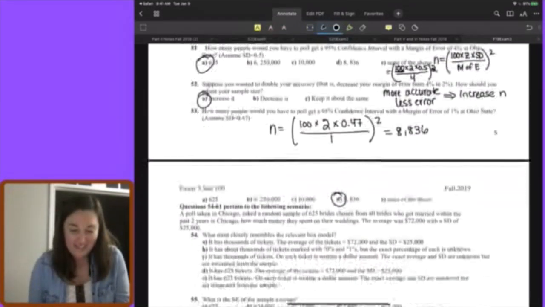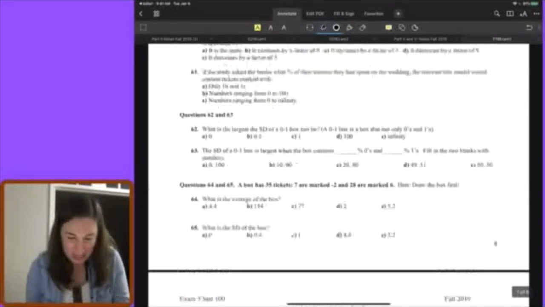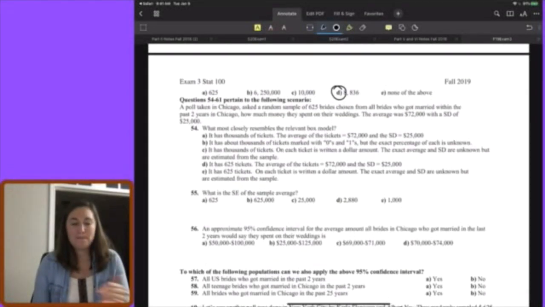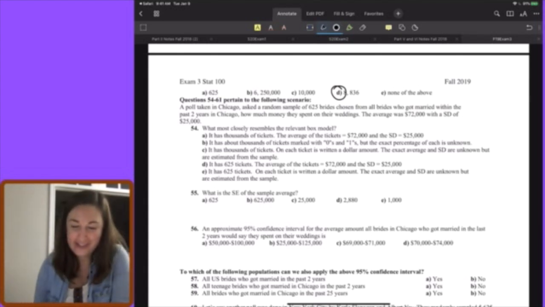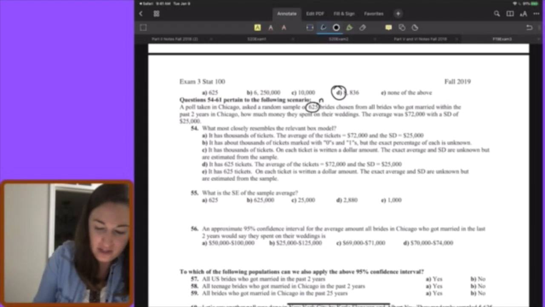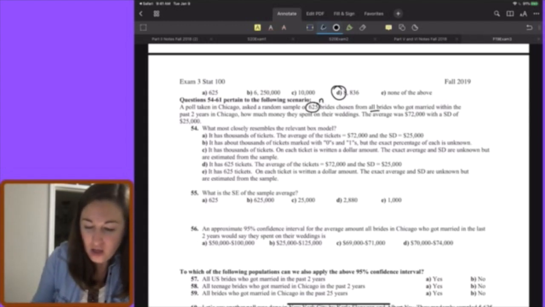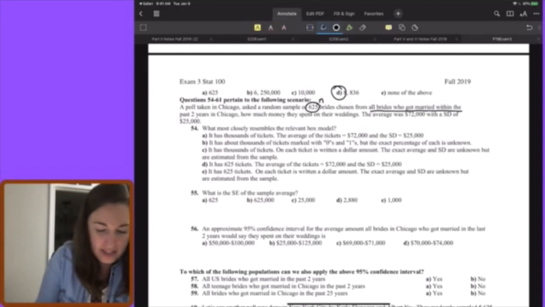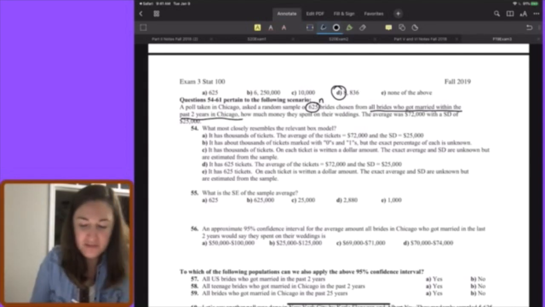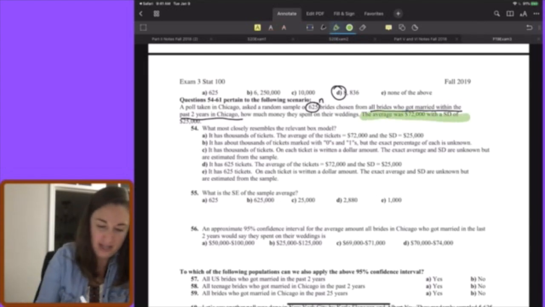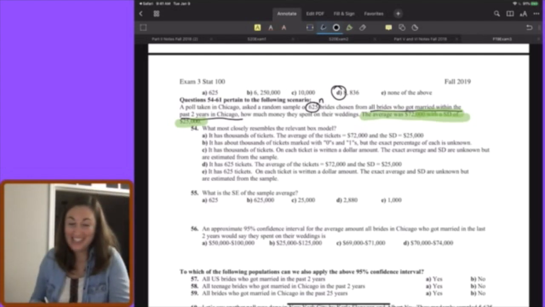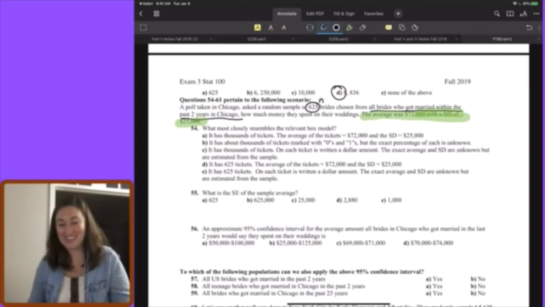Okay. What else do we have here? Is this my last page? Ooh, yeah, this is the last page. So next, it says a poll taken in Chicago asked a random sample of 625 brides chosen from all brides who got married within the last 2 years in Chicago how much money they spent on their wedding. Here's my average, and here is my SD. Wow, that is an expensive wedding. $72,000. Oh my gosh.